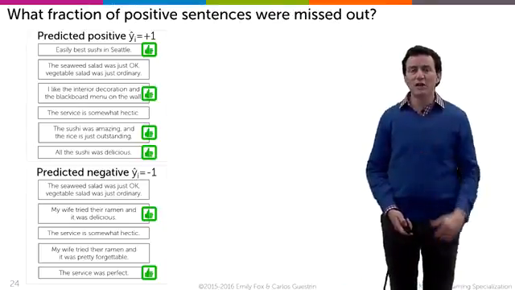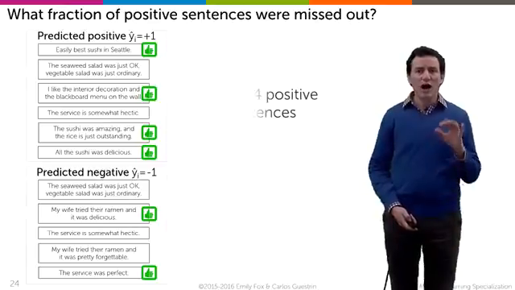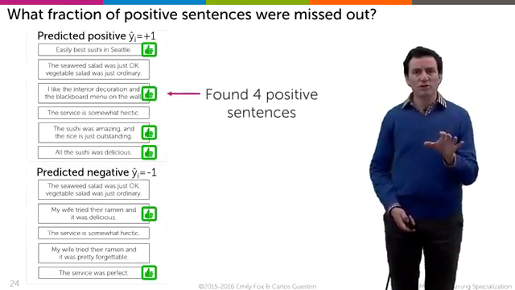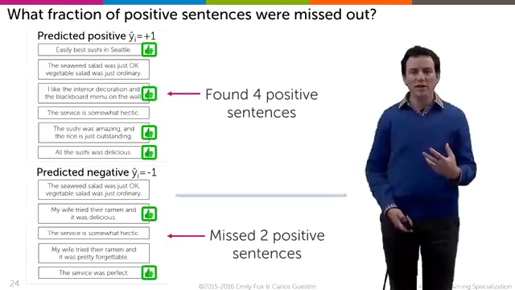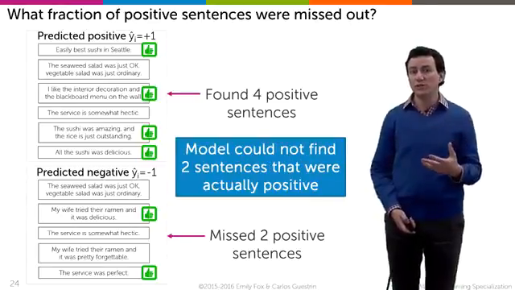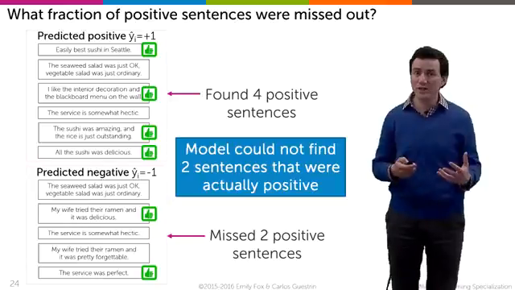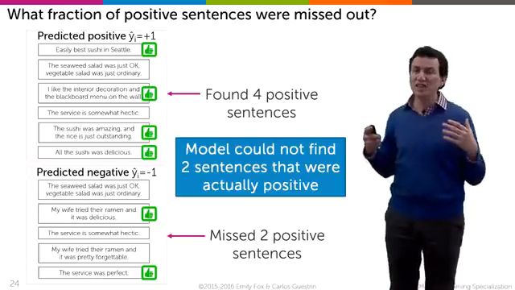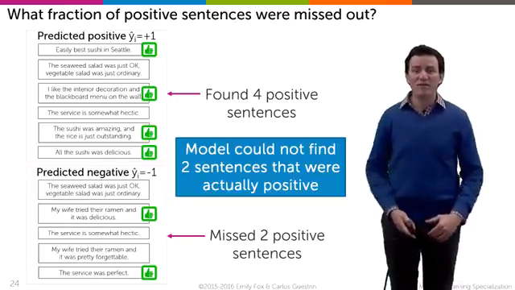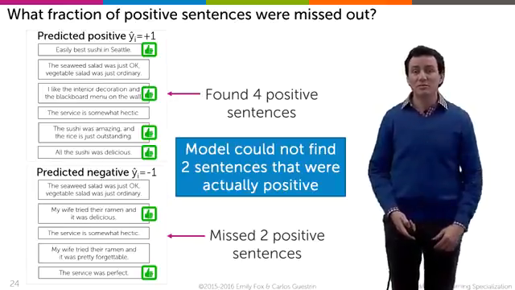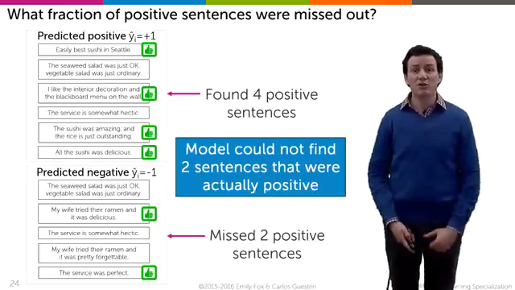So those are missed out. In other words, we found the 4 positive sentences, but we missed out on 2 positive sentences that could have shown on my website. And maybe those 2 sentences were so amazing that they would change the history of my restaurant. But I missed it because I did not have perfect recall.